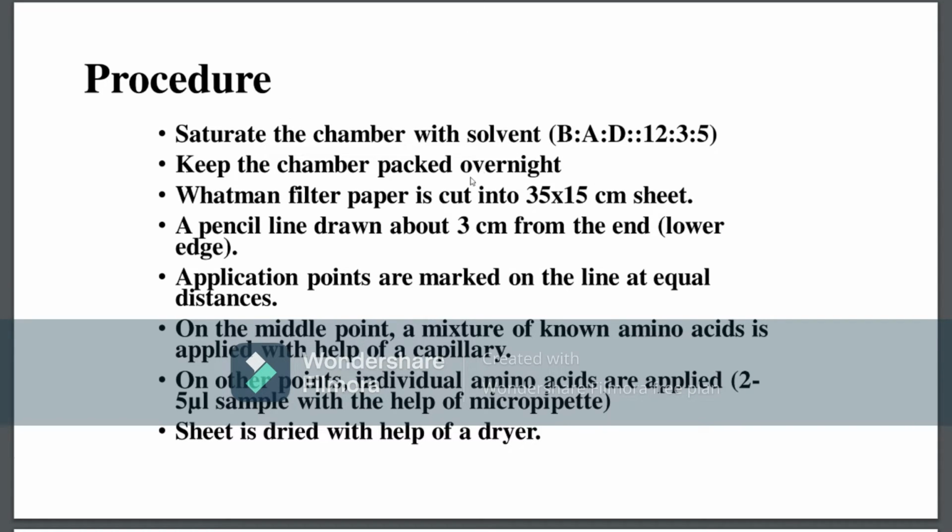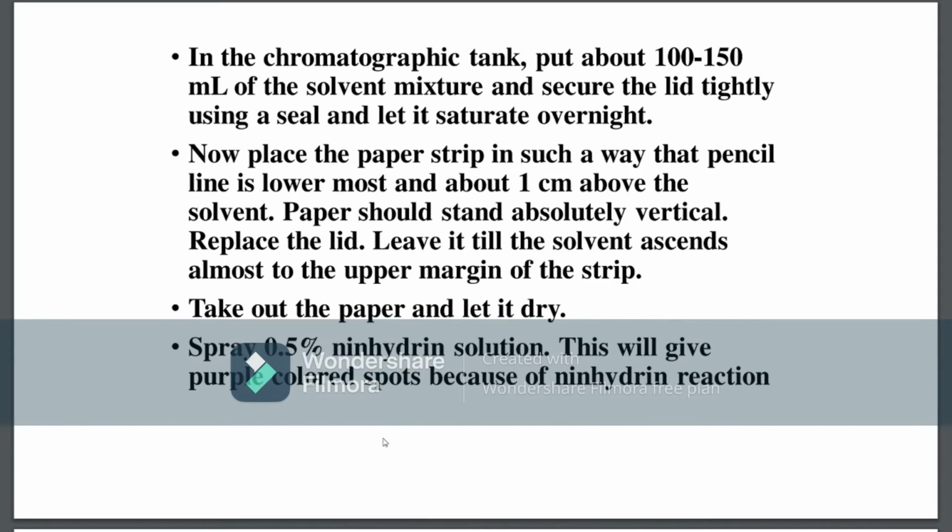So on other points, individual amino acids are applied. 2 to 5 microliter sample with the help of a micropipette. We have to apply at least 2 to 5 microliter of the sample. The sheet is dried with the help of a dryer.